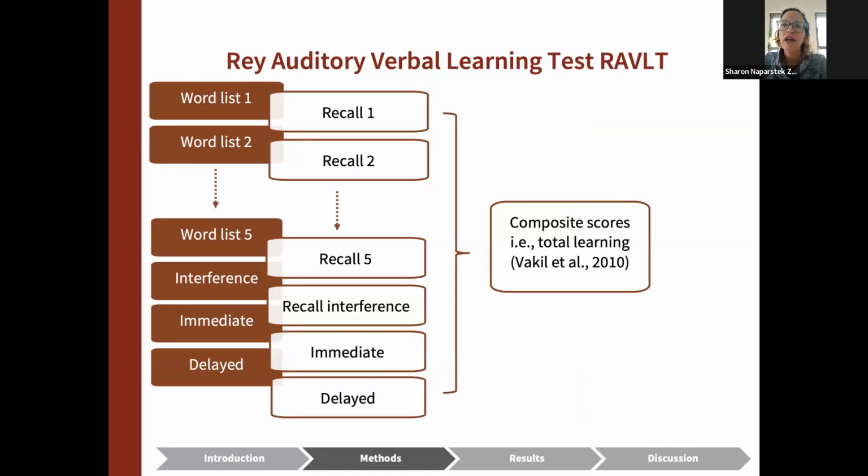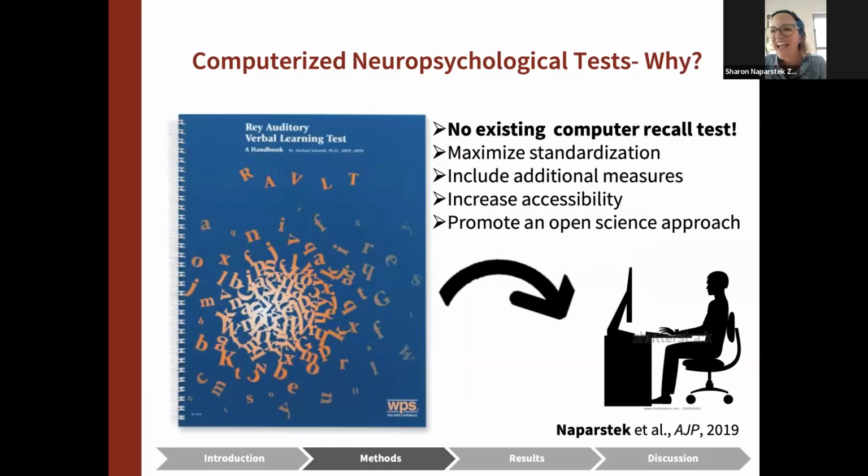And the scores derived are the number of correct words for each list, but also there are a set of composite scores developed by Eli Vakil and others that tap upon higher cognitive abilities such as learning, executive functions, and even attention. So in the next slide, it's a bit off topic, but maybe not. We had several study cohorts and collaborations. We were hoping to find a way to really standardize the way we give the test. And what we decided to do was move into a computerized version of this in-person administration.